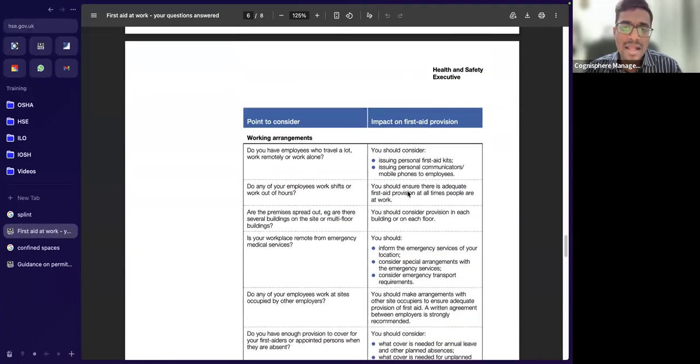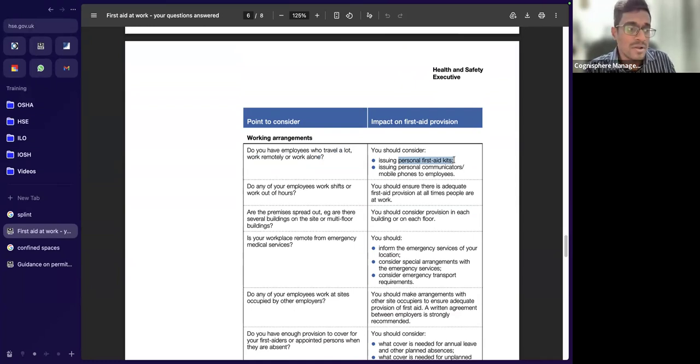And then working arrangements. For example, do you have employees who travel a lot, or who work remotely, or work alone? For example, your supervisor who would be traveling to different sites. In that case, you will provide them a personal first aid kit in their car. Or think about a driver.